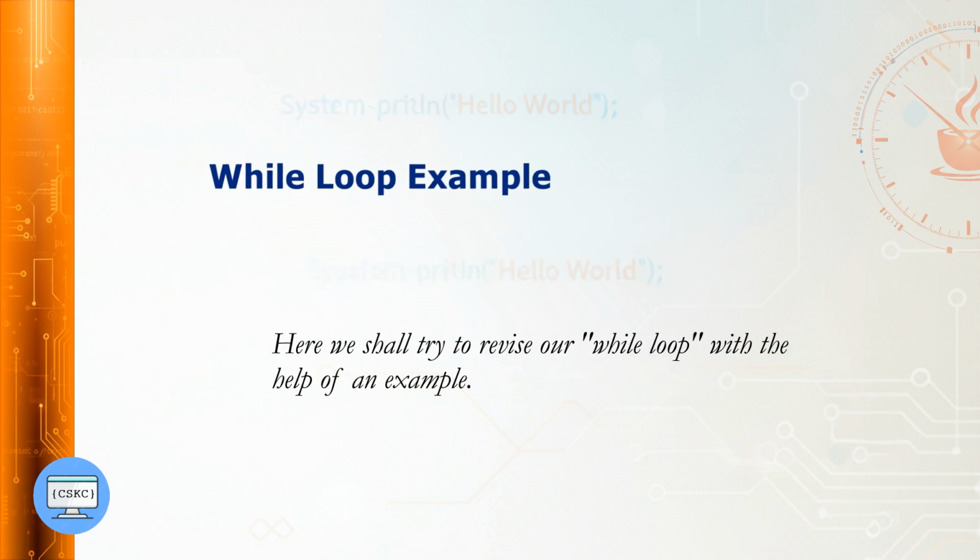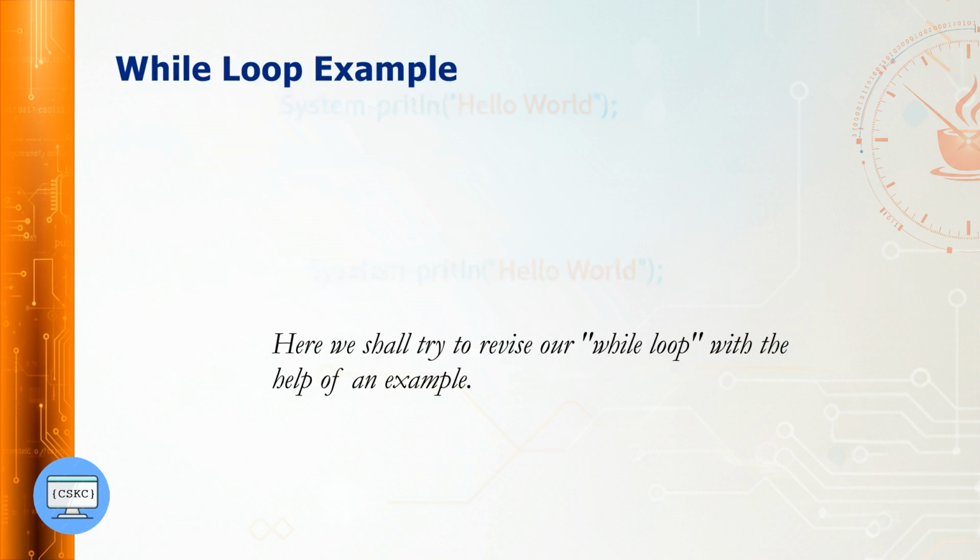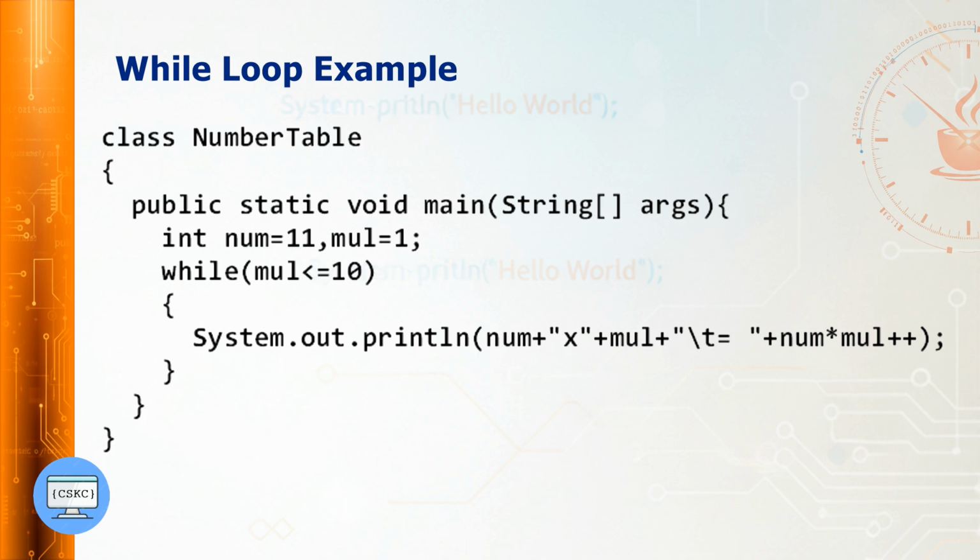Here we shall try to revise our while loop with the help of an example. This example prints the table of number 11. In the while loop, we check for the variable mul, maybe for multiplier, reaching the value 10. This variable was earlier initialized with value 1. The output is printed within the loop. A post increment on mul variable helps to run the loop as the count increases one by one.